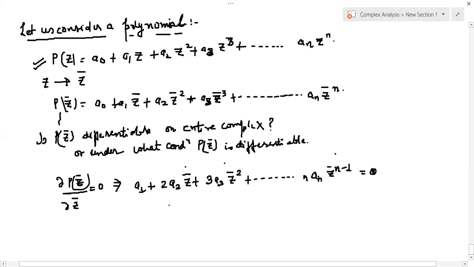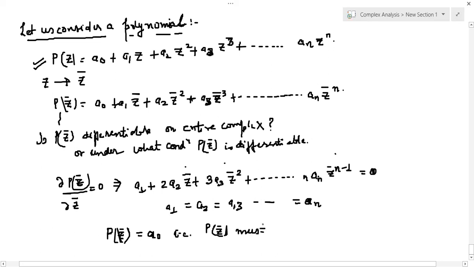And we know that all of these are linearly independent. So clearly we can say that a1 should be equal to a2, should be equal to a3, and all these values should become equal to 0. If all these things become equal to 0, it implies that P(z bar) must be a constant function equal to a naught. So if P(z bar) is differentiable, it can only be differentiable if it is a constant function.